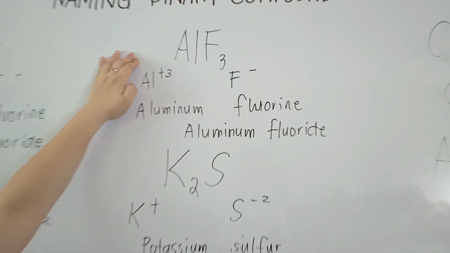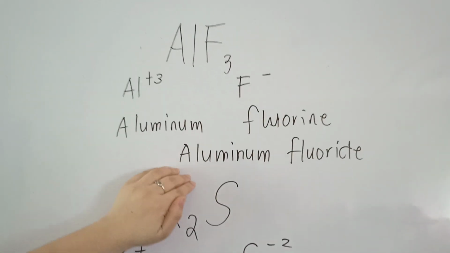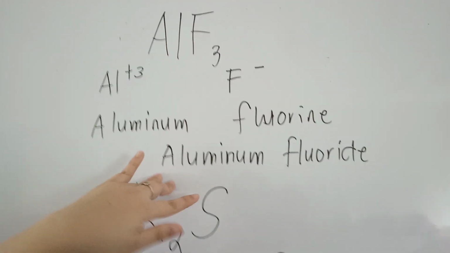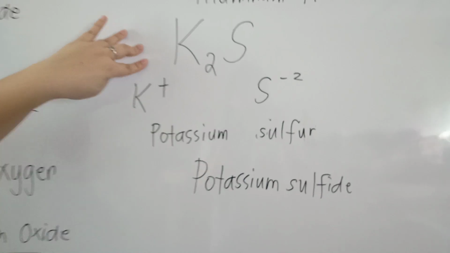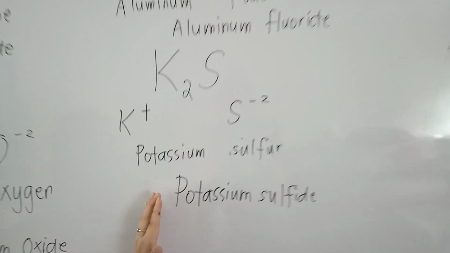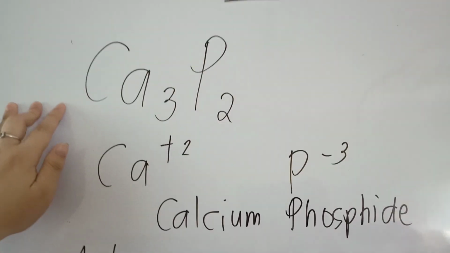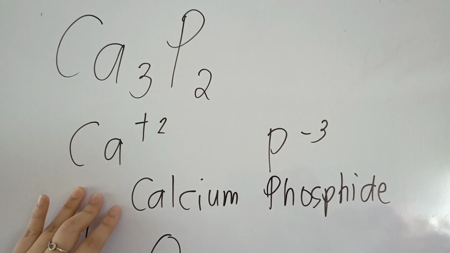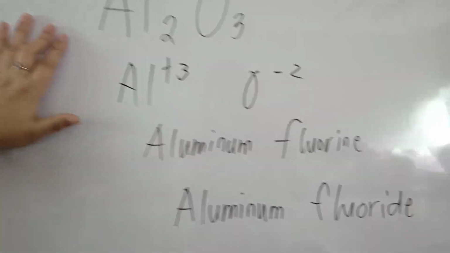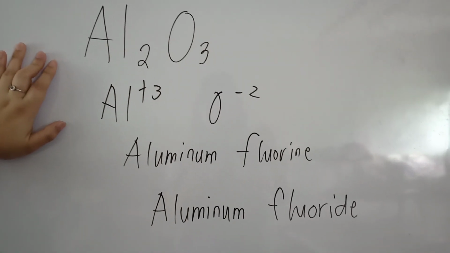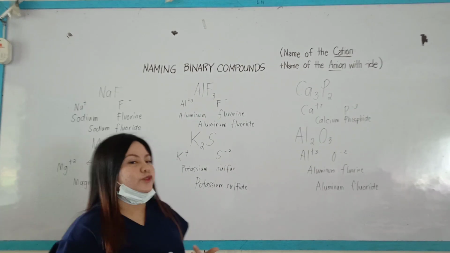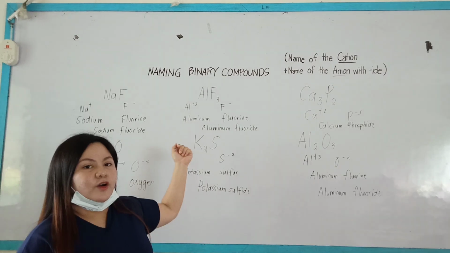First, we have AlF3. The correct answer is aluminum fluoride. Did you get it right? Next, we have K2S. It is named as potassium sulfide. Third, we have Ca3P2, which is named as calcium phosphide. And then last, we have Al2O3. It is named as aluminum oxide. Okay, I hope that you understand or know how to name binary ionic compounds.